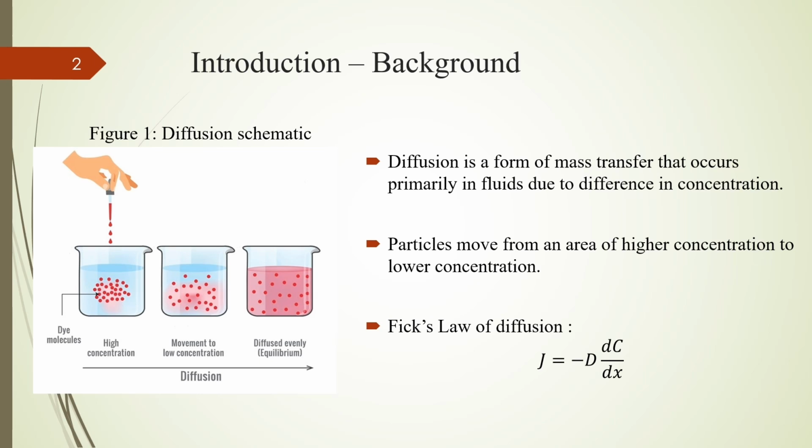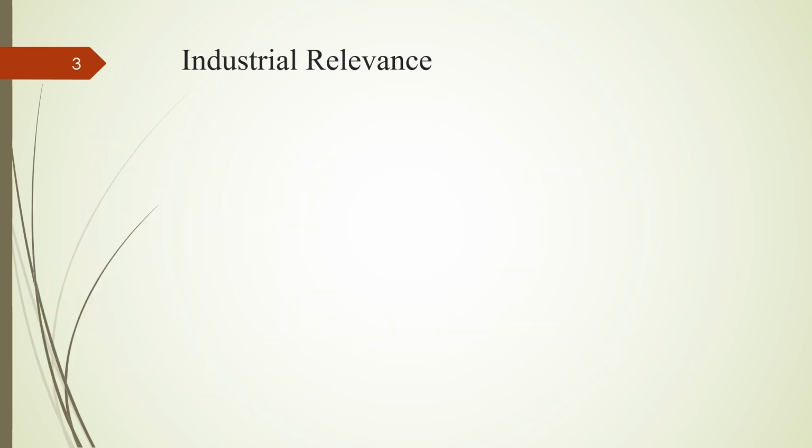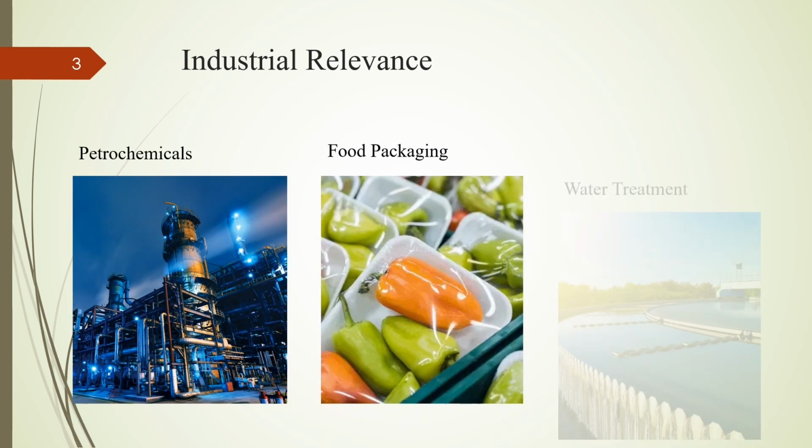The rate of this movement depends on the diffusion coefficient, which is a fundamental parameter in Fick's law of diffusion as shown, where J represents the mass flux, dc by dx the concentration gradient, and the diffusion coefficient, which will be calculated later on. Mass transfer by diffusion is crucial in industries like petrochemicals, food packaging, and water treatment.